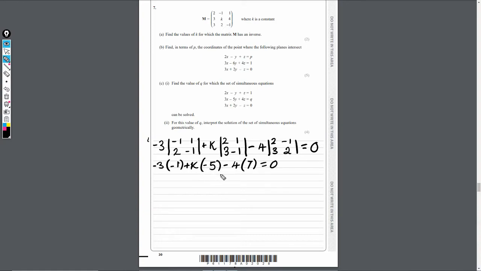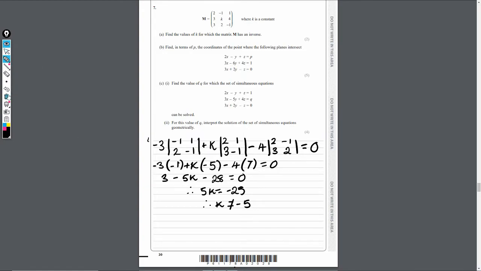Now we're just going to solve for k. Minus 3 times minus 1, I get 3. K times minus 5, I get minus 5 lots of k. Minus 4 times 7, I get minus 28. It's equal to 0. Now I'm going to simplify this. So I'm going to get 5k is equal to minus 25. So therefore k, now remember we don't want this value, so therefore k cannot be equal to minus 5. That's the only value that we can't have. So any other value will give us an inverse. Okay, so that's part A done.